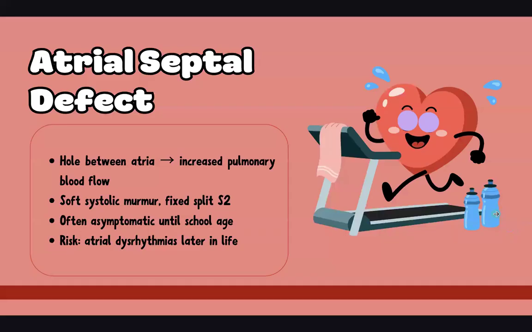specifically. Okay, so ASD. This is a hole between the atria. So there's a lot of blood flow in the lungs. You can hear crackles, that sort of thing, when we're talking about ASD. They tend to have a soft murmur, or you can hear a split S2, and they're going to be asymptomatic. We're going to go a lot more in depth on them, I promise.